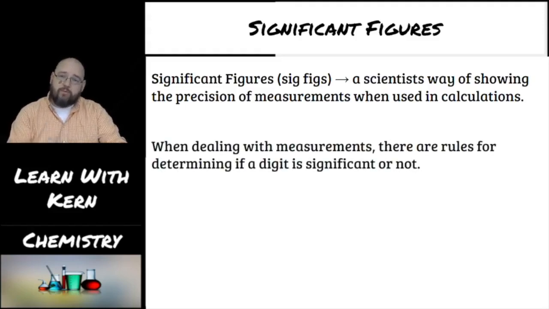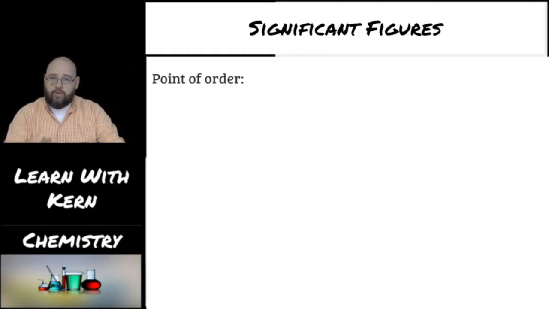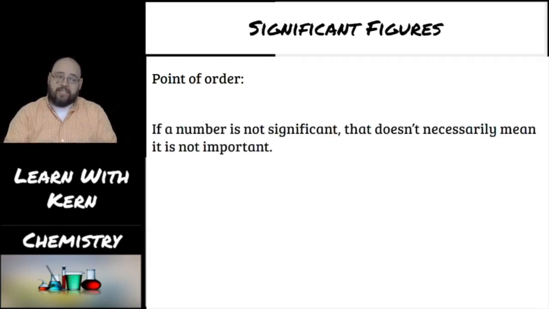But when you're dealing with measurements, there are rules for determining whether or not a digit is significant. Okay? So I'm going to go over these rules, the rules for determining if something is a significant digit or not. Now, point of order, something you need to make sure you understand before we go any farther. If a number is not significant, that does not mean it is not important. Just because something is not a significant digit does not mean it's not an important digit.